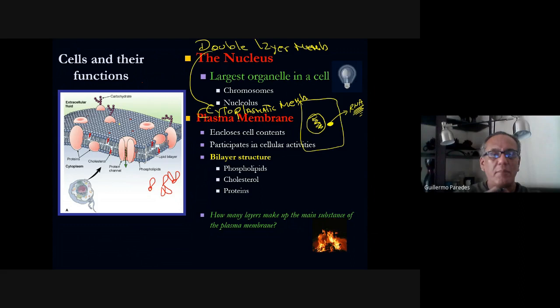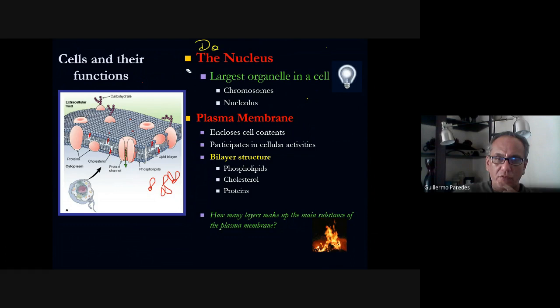Excellent. Very good. Okay. So the cell membrane is wavy, right? In this, we have a double layer membrane. The double layer membrane is composed of phospholipids. So please, let's review what a phospholipid is. Phospholipid is one of the main components of the cell membrane. This is a phospholipid.